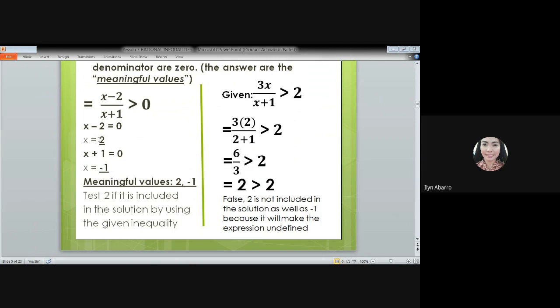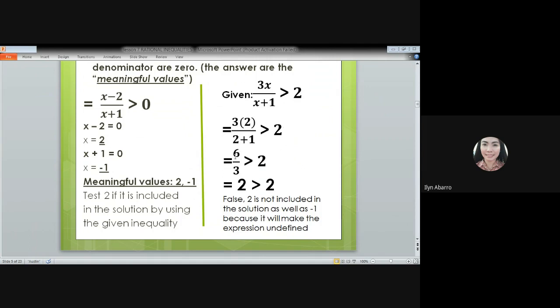Okay? So unlike the rational equation wherein there is an exact solution, in inequality there is a range of solutions. There are a lot of solutions. Okay. So now we're going to test if 2 is included in the solution. So we're going to use the given. The original given is 3x/(x + 1) > 2. So in place of x, you're going to substitute 2. So then it will become (3 × 2)/(2 + 1) > 2.